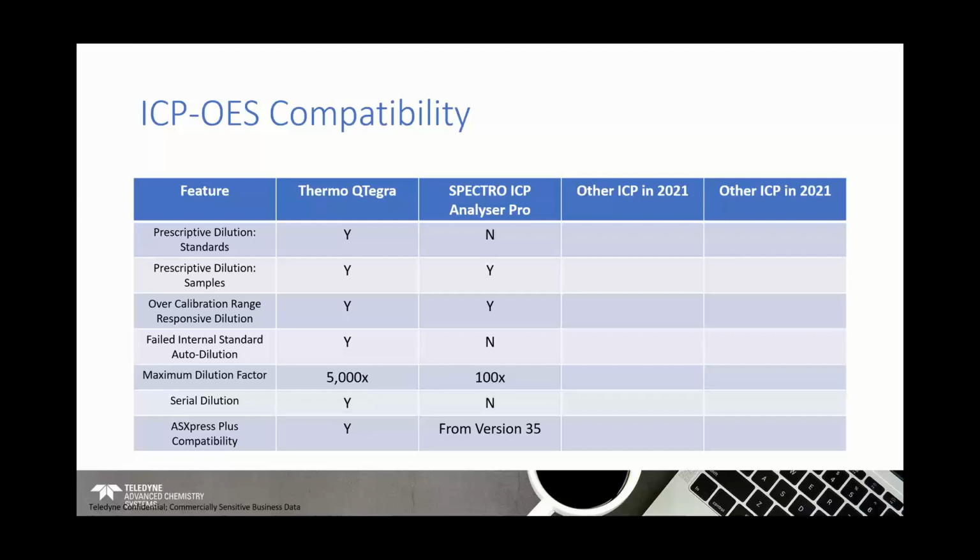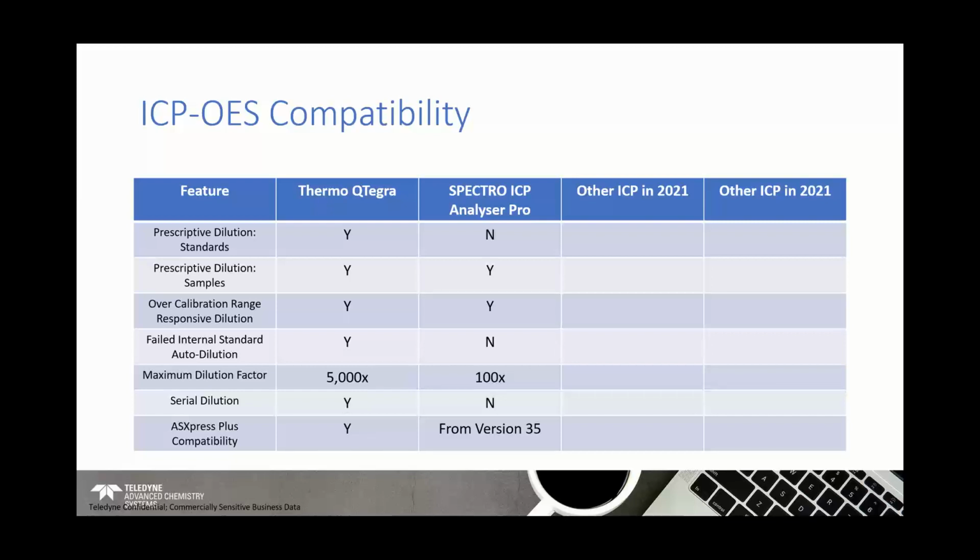So how does the system work in terms of compatibility? For the Thermo instrumentation, we have prescriptive dilution for standards and samples. The Qtegra system will recognize when a sample is outside of calibration range. So we've got responsive dilution, and responsive dilution for a failed internal standard, with a dilution factor up to 5000x. It can do serial dilution, and it's compatible with our AS Express Plus introduction system.